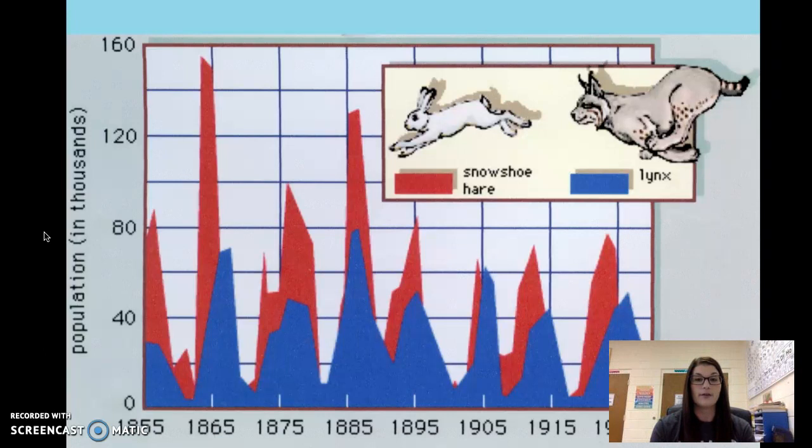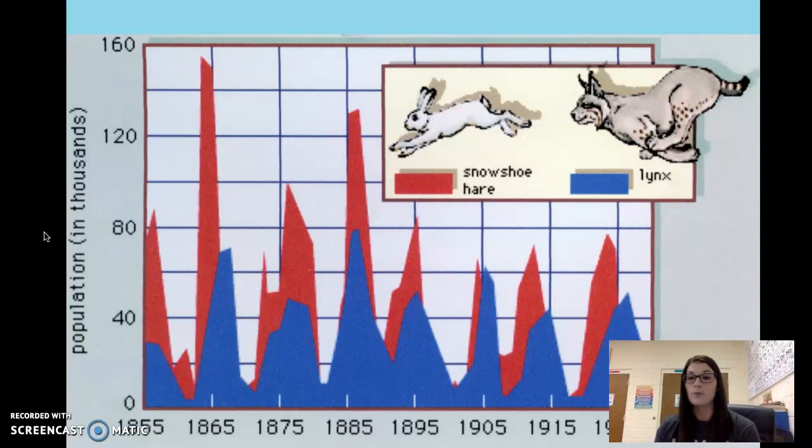The snowshoe hare is obviously the prey, so when the rabbit population goes up, there's lots and lots of food for the lynx, so the lynx population is also going to go up because there's a bigger food source. That area has a larger carrying capacity now. It can support more lynx.